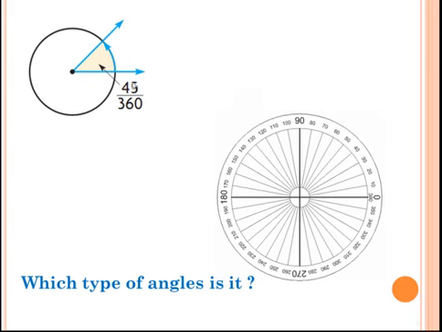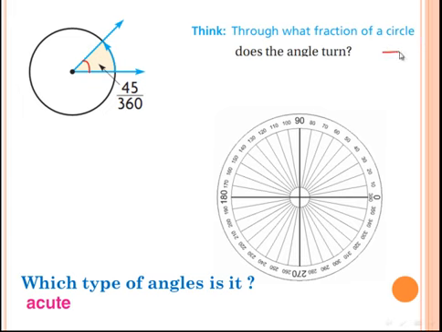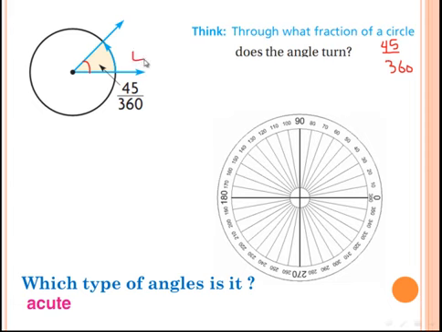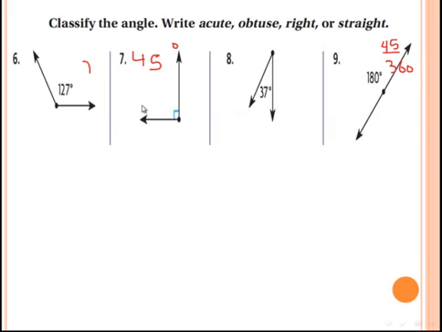Which fraction should I write to represent this part? This is an acute angle. Exactly, he wrote the answer: 45 over 360, 45 parts over 360 parts. And he gives me the answer. Now I know how many degrees are inside this part: 45 degrees, because he wrote the answer. Great.